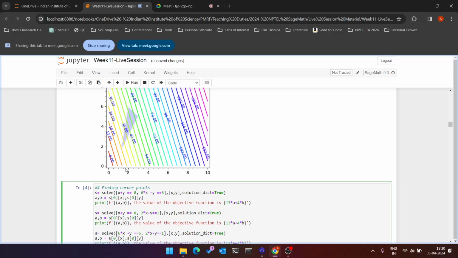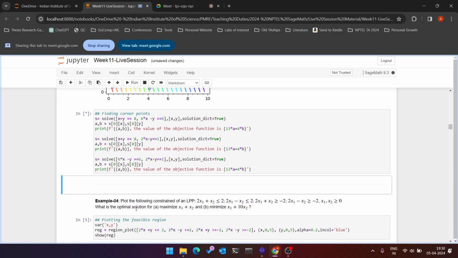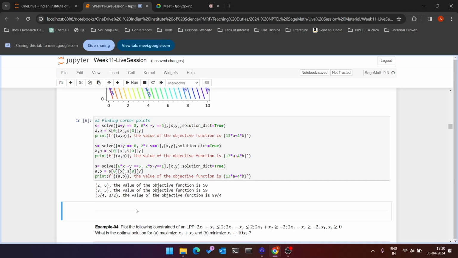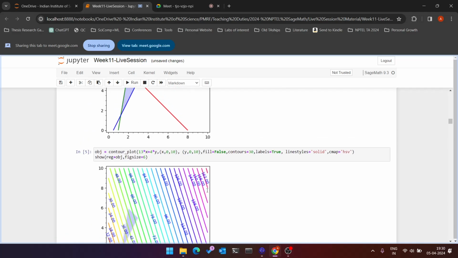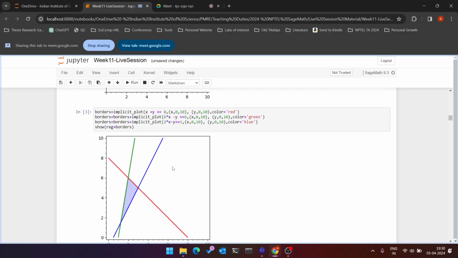Same thing I'll do for the other two pairs of lines, and together I get the value of the objective function at all the points, all the corner points rather. So 2 comma 6, 3 comma 5, and 5 by 4 comma 3 by 2 are my corner points, and the value of the objective function at these 3 points is 50, 59, and 89 by 4, which basically means that this point 3 comma 5 is my point which maximizes the objective function with the value of 59. So this solves this particular LPP using the graphical method.